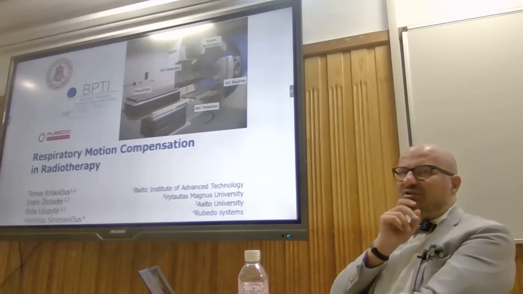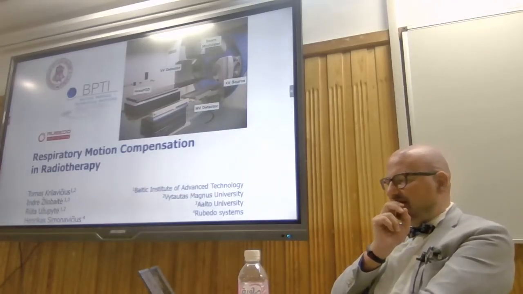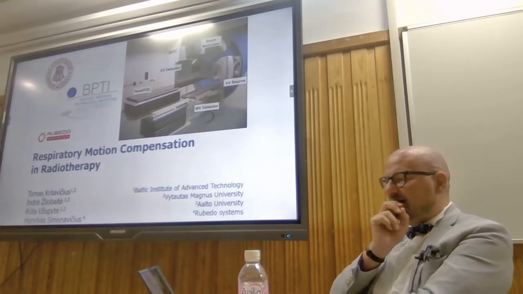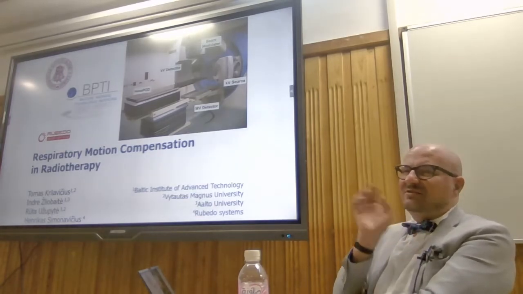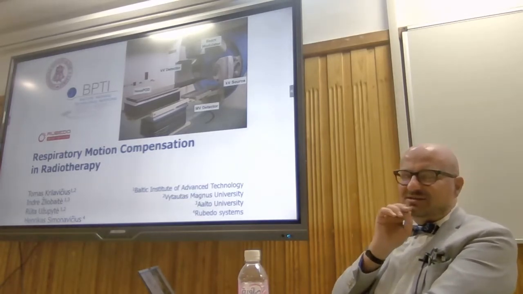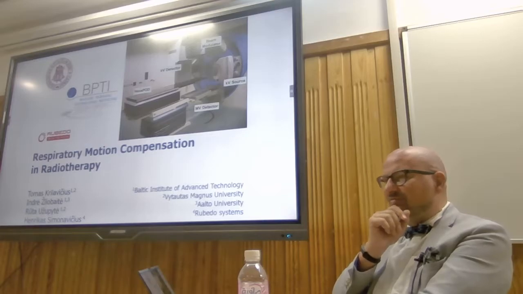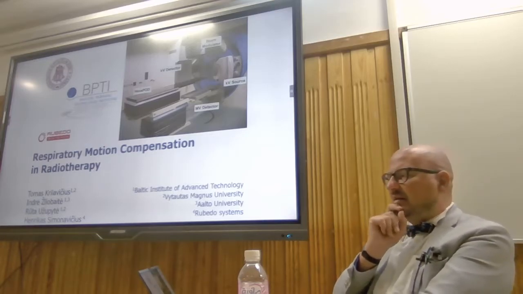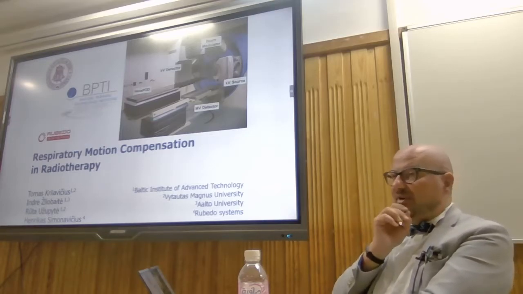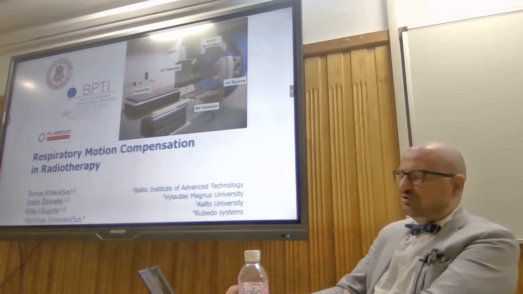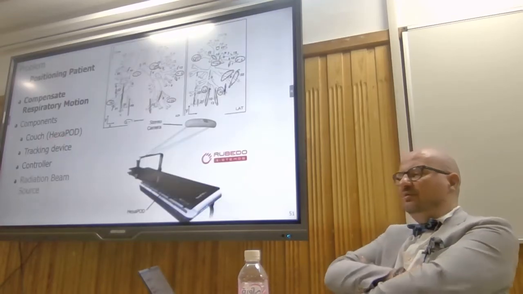And then a bit different topic, so this one is more technical. So that one was text-related stuff, so the linguist part of people worked more. Here it's more technical stuff, and it's, well, indirectly medicine-related. So it's the respiratory motion compensation in radiotherapy.